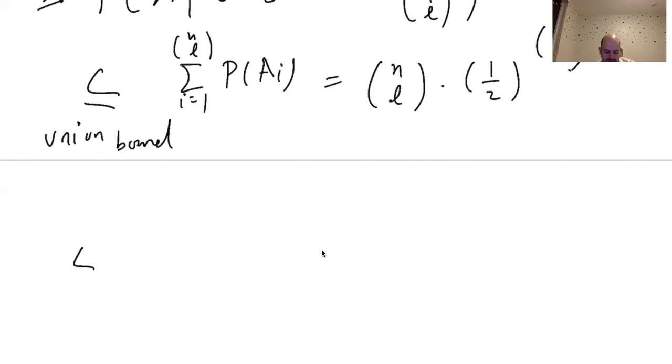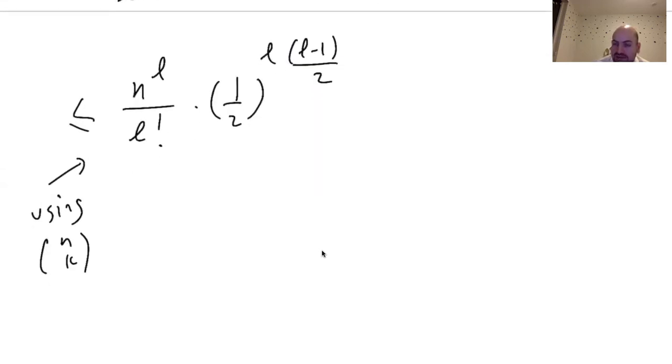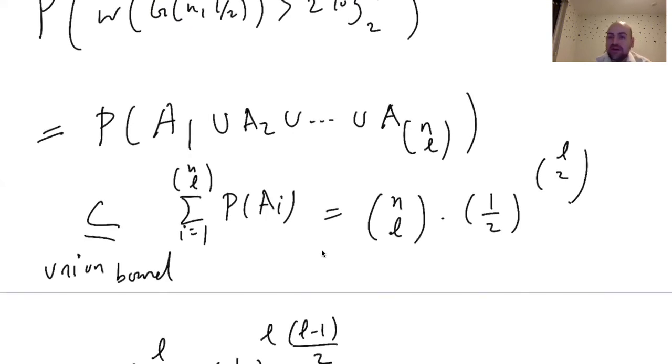Now this is less than or equal to n to power L over L factorial times 1/2 to power L times L minus 1 over 2, right? Using n choose k, sometimes for n choose k we need an upper bound of n to power k. But of course, it's not only less than n to power k, it's also less than n to power k over k factorial. And this guy, 1/2 to power L choose 2. L choose 2, of course, is L times L minus 1 over 2.